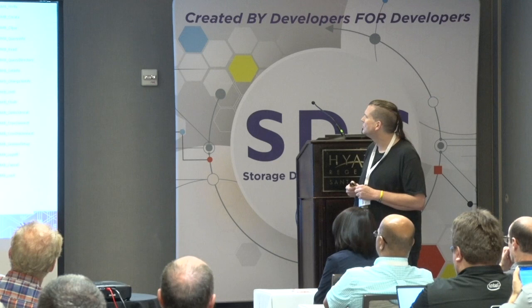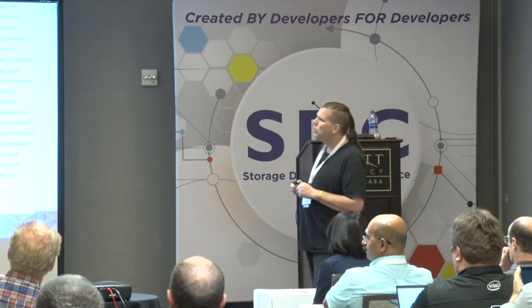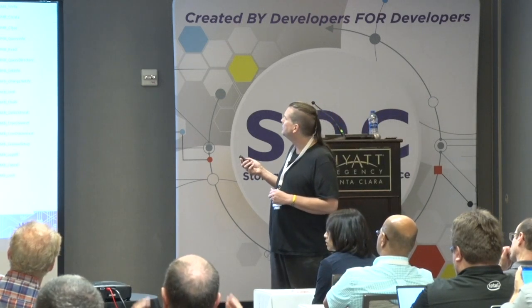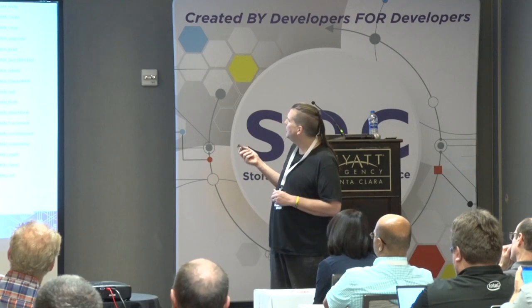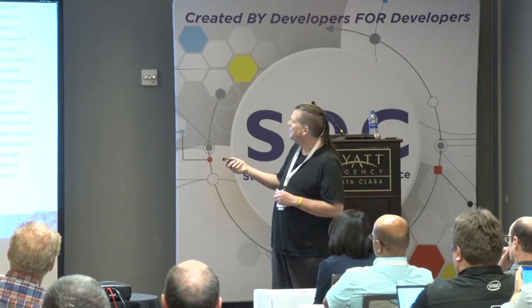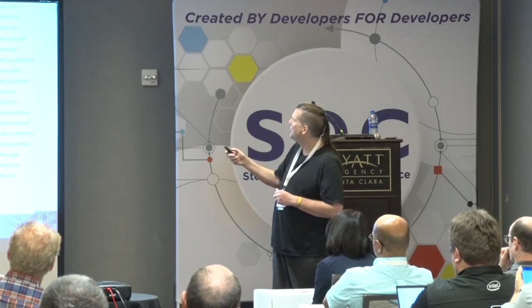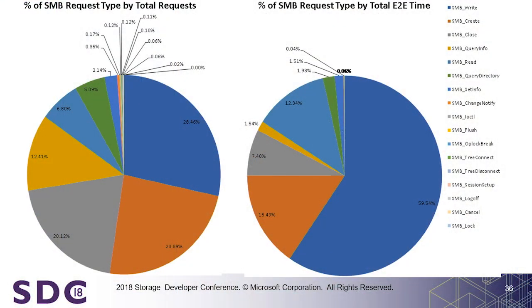It really surprises me that the amount of query info is so very, very small. Do you have any? That's why I was asking that. Well, I mean, look at it, it's actually the fourth. On the total number of requests, it's actually more than reads. So we get more query infos than reads, but they're really fast.